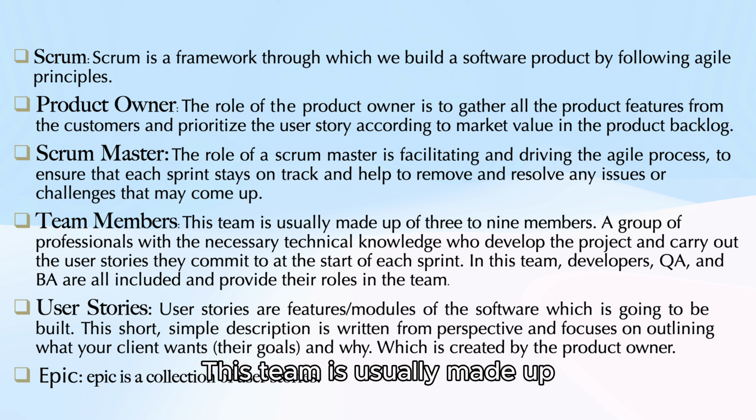Team members. This team is usually made up of 3 to 9 members, a group of professionals with the necessary technical knowledge who develop the project and carry out the user stories they commit to at the start of each sprint. In this team, developers, QA, and BA are all included and provide their roles in the team.